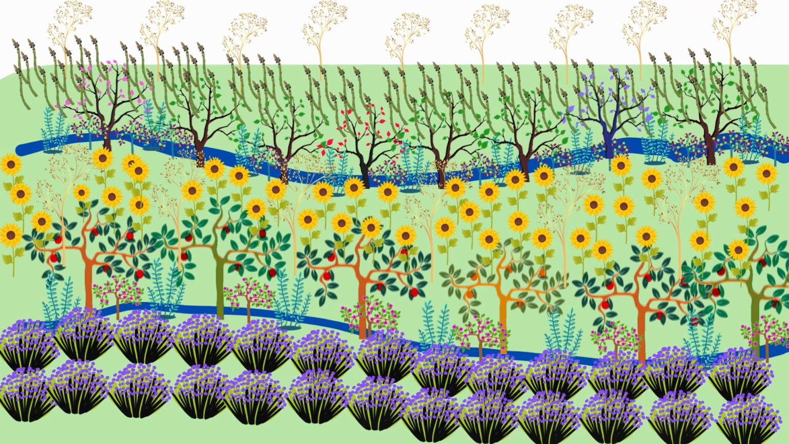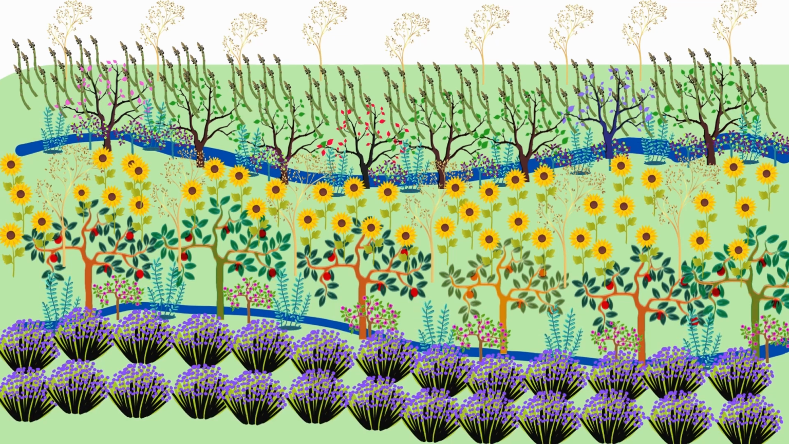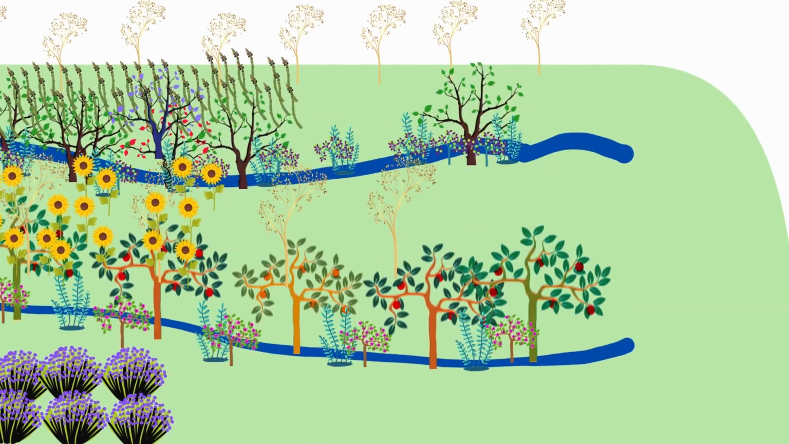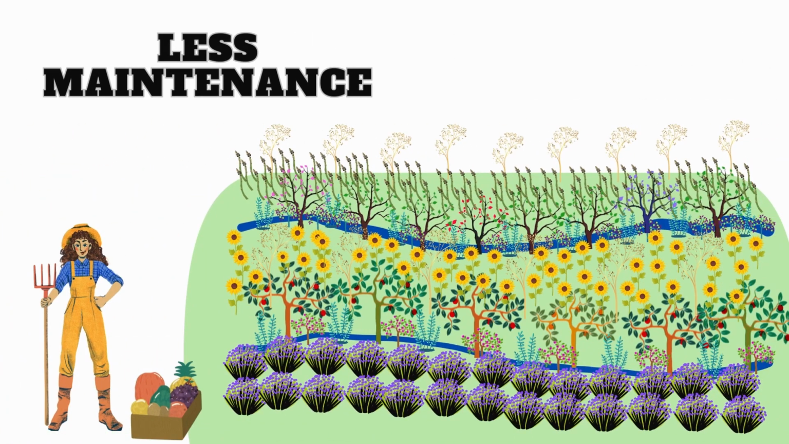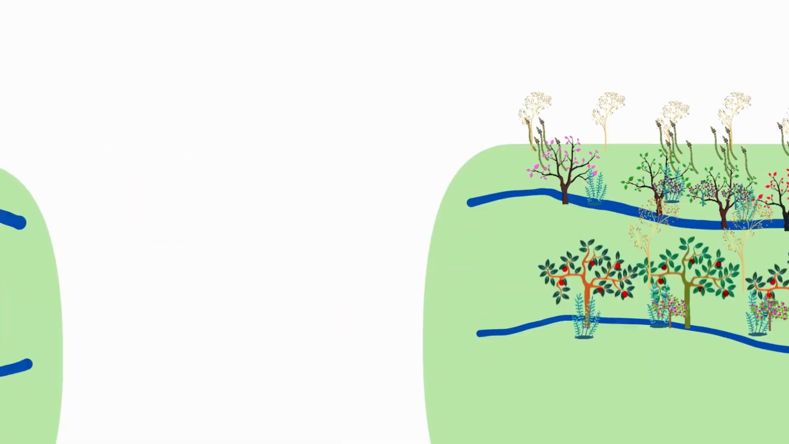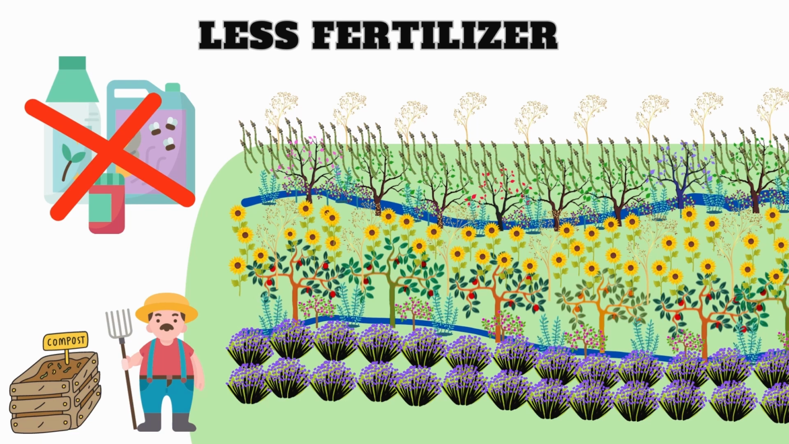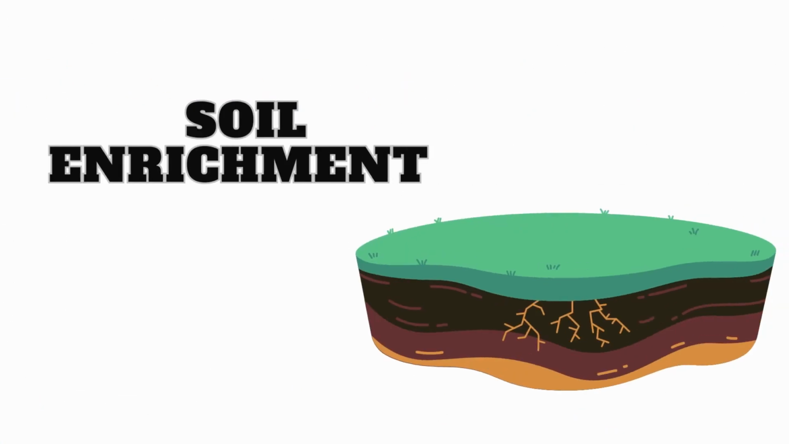A food forest, once established, should require minimal input from the gardener or farmer, as it is designed to mimic natural systems. Because food forests are designed to be self-sustaining, they require less maintenance than traditional agricultural systems. They require less water and fertilizer than conventional orchards, and they can provide a range of ecosystem services, such as pollination, pest control, and soil enrichment.